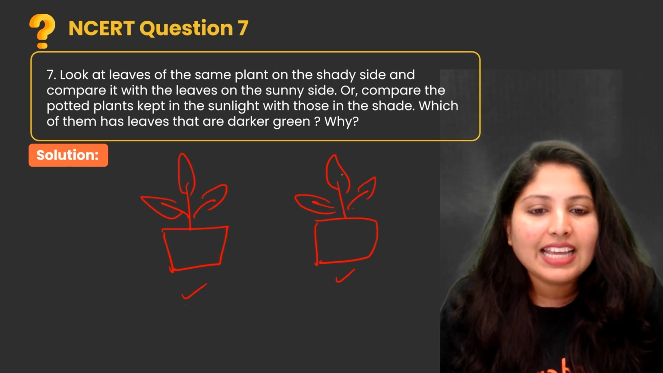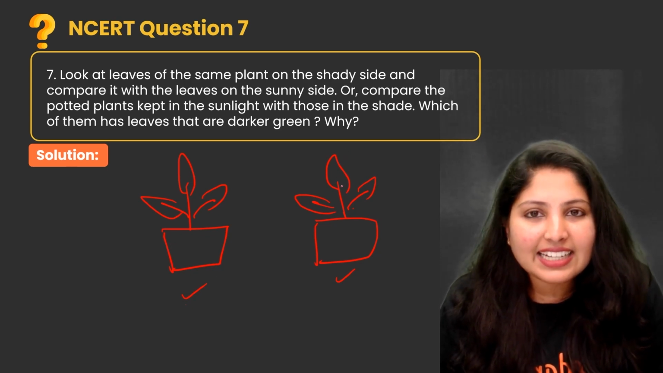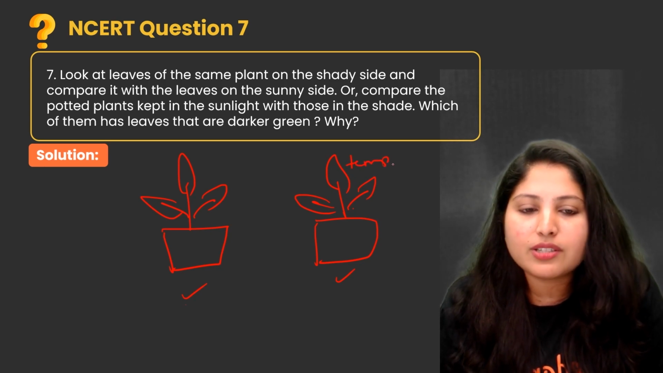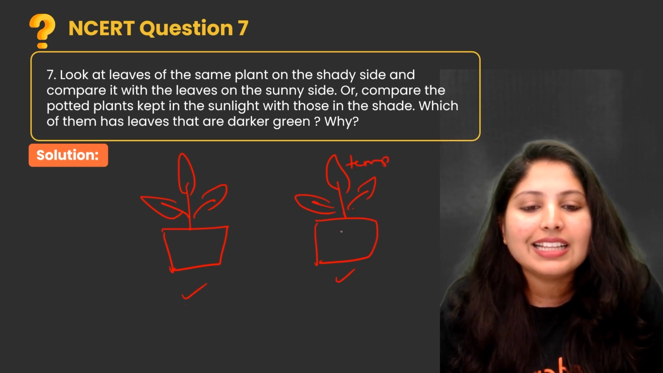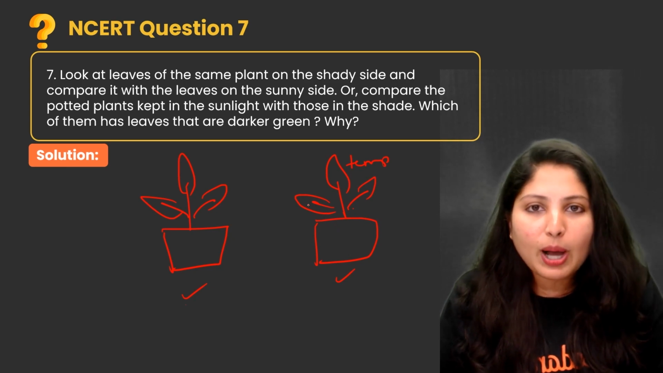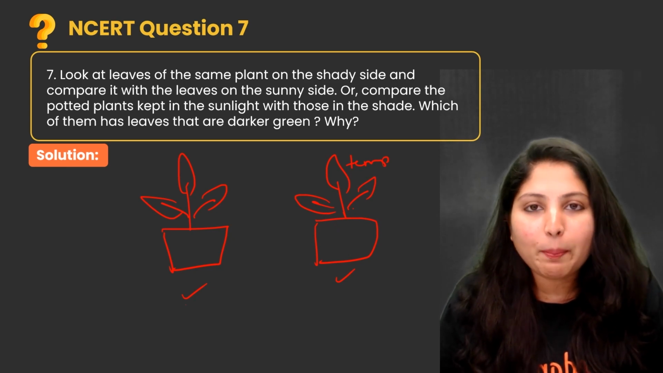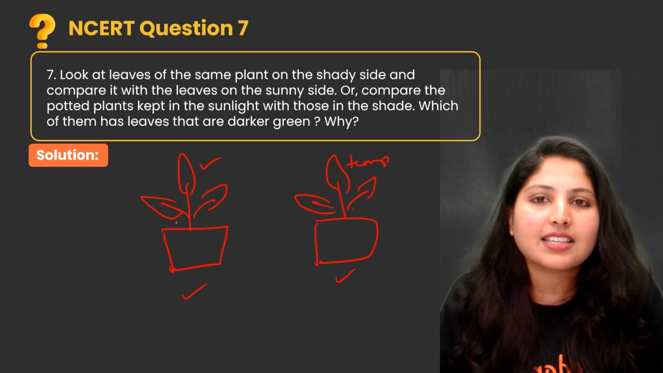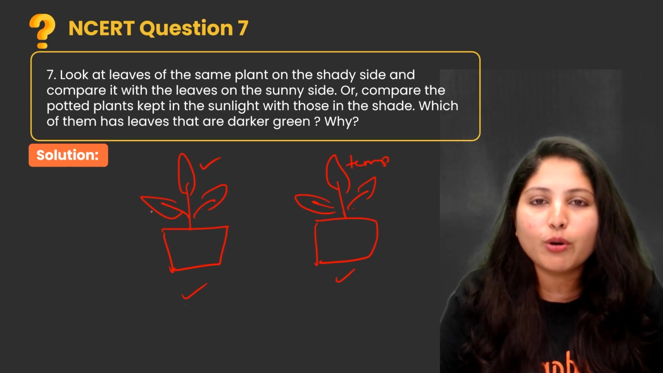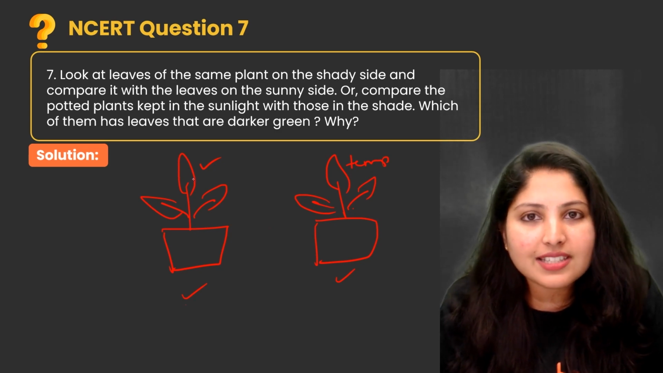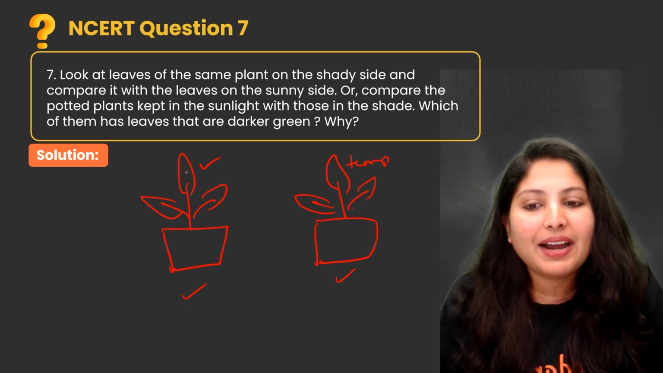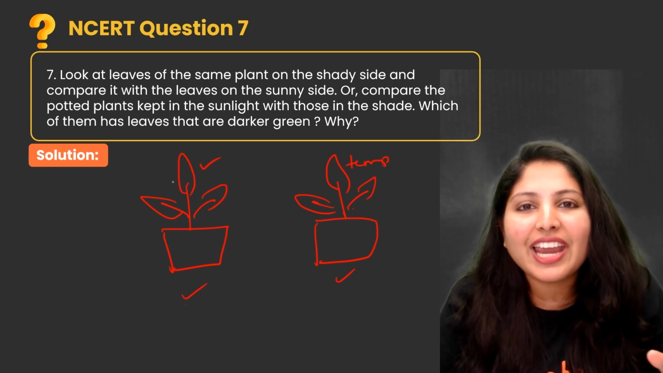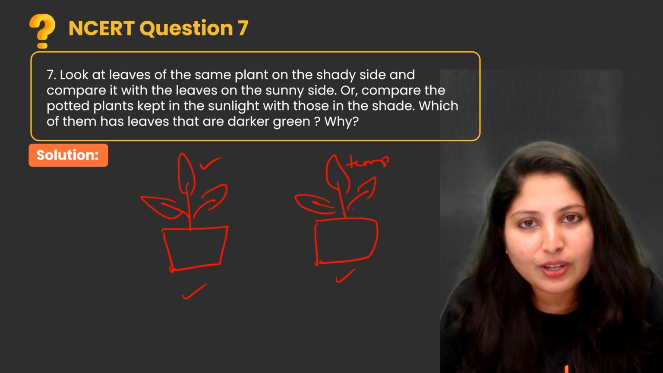Why? Because in direct sunlight the temperature is also higher, so due to the temperature this plant is not going to perform photosynthesis properly. But the plant in the shady place can do more photosynthesis because it is getting light, and since it is in the shade, the temperature is also less.